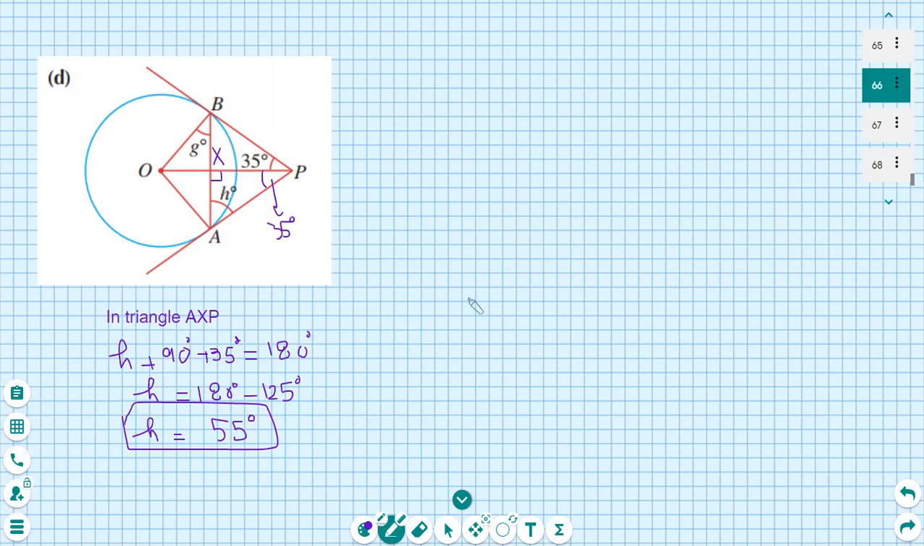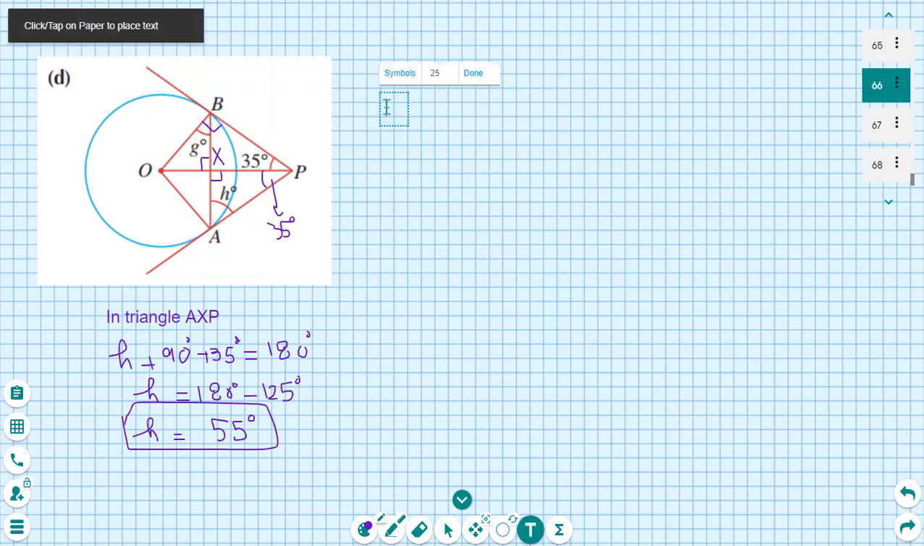Now I'm going to find value G. So this angle is 90. And what about this angle? Obviously it should be 90. This is the angle between the radius and the tangent at the point B. Now I'm finding BOP. To find this angle, I'm applying the sum of angles property in triangle BOP.